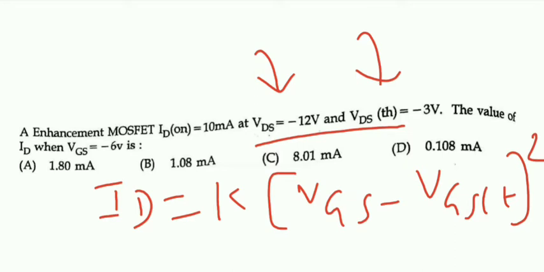So VGS is equal to minus 12 volt and VGS threshold is equal to minus 3 volt. And these are all the data given here. So substitute VGS equal to minus 12 volt and VGS threshold is equal to minus 3 volt. ID on is given by 10 milliampere. So from this we find K, then from the remaining value, if VGS is equal to minus 6 volt, we find what is our ID. So let me substitute.